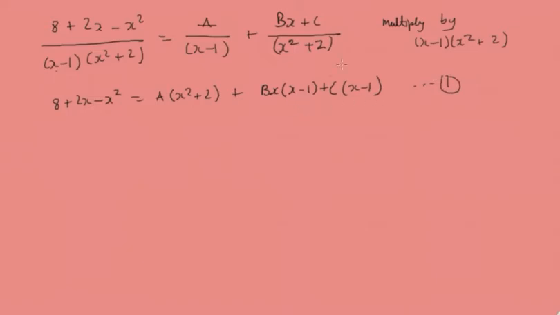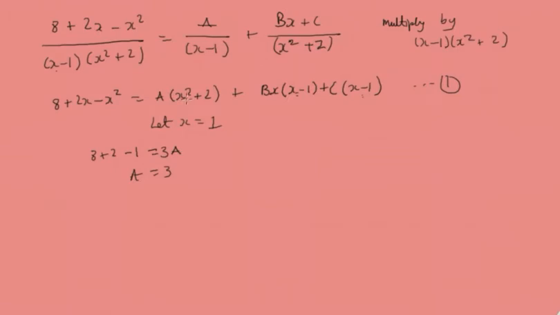So again, let's look at it. What would be good to get rid of some terms? Here and here, if we let x equal 1, this will be 0 and this will be 0. So we will have 8 plus 2 minus 1 equals 3a. 1 plus 2. And working that out, we will get a is equal to 3.